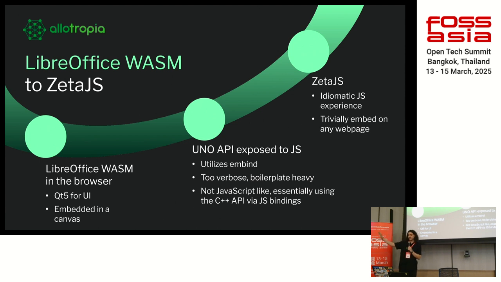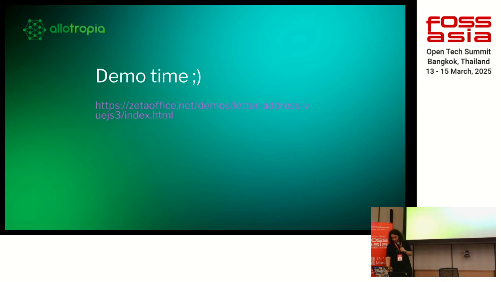Let's talk about how all these blocks come together. We got LibreOffice WebAssembly in the browser, and then expose the API, but the problem with the exposed API is it's actually just a C++ API bound to JavaScript. So you still need to manage memory in JavaScript yourself. You need to delete everything you created through the API. It's a problem, and I don't think anyone that uses JavaScript is used to that. So what we did was create this Zeta.js wrapper, which basically abstracts everything away, and then you don't need to do that. Let's do a demo real quick.